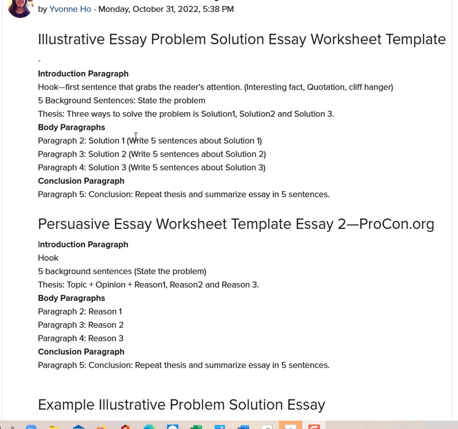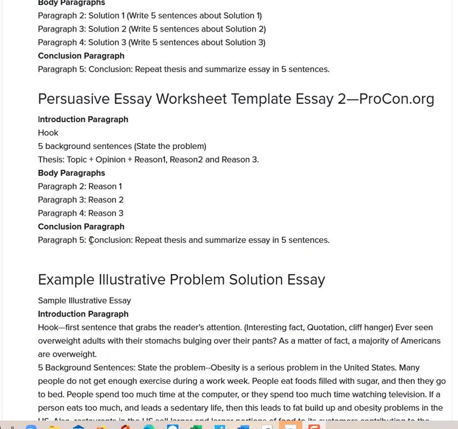And so part 1, part 2, part 3, week 1, week 3, week 5. So those are the weeks you're going to be doing the illustrative essay. Moving on to essay number 2. So you're going to be doing 2 essays in this class. Second essay, persuasive essay worksheet, or persuasive essay.